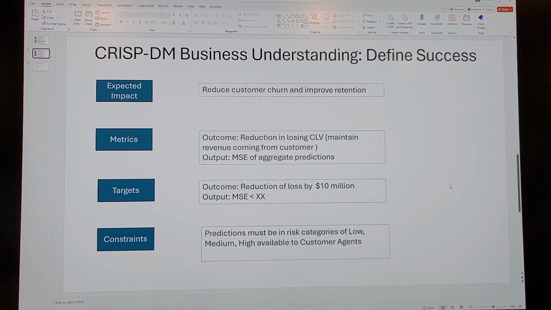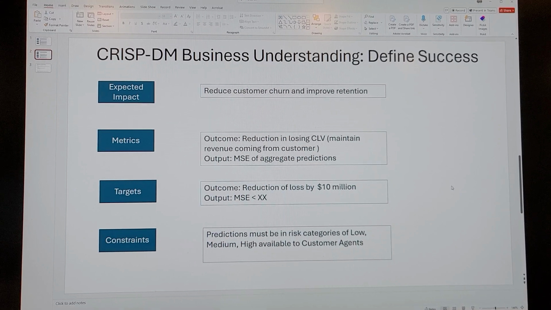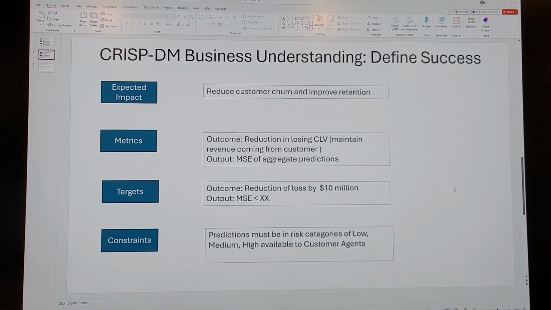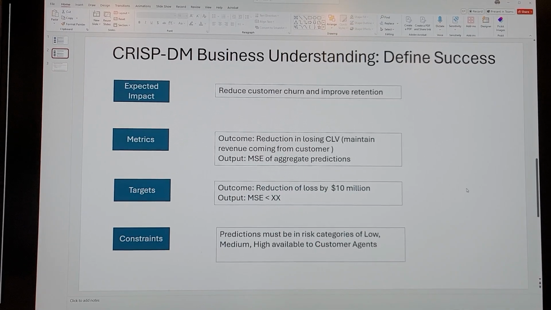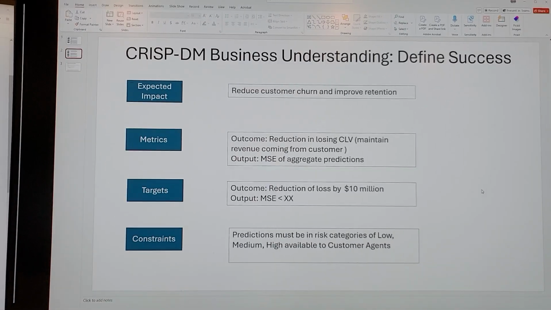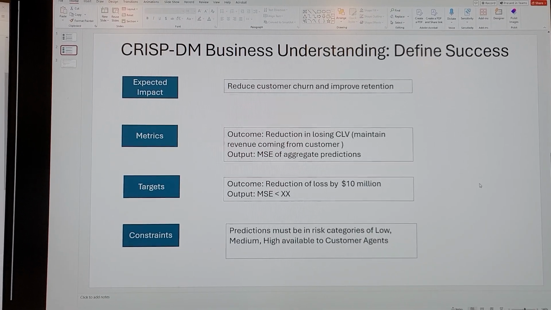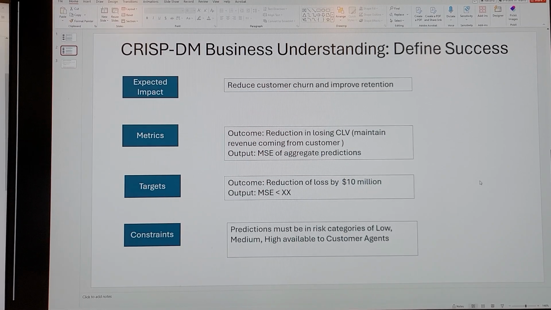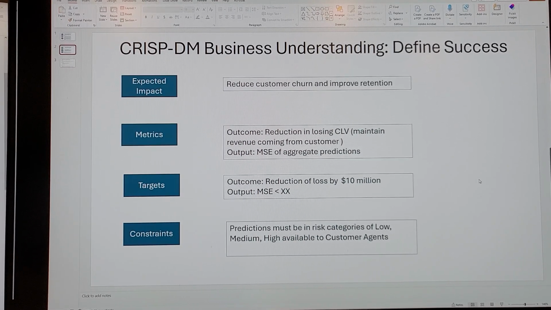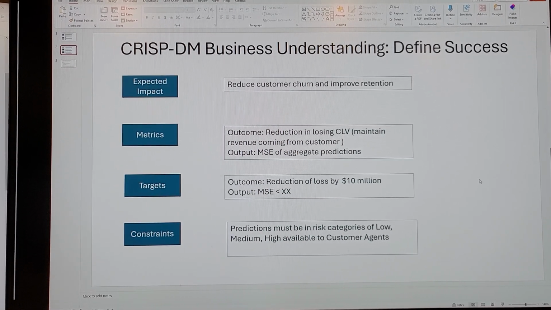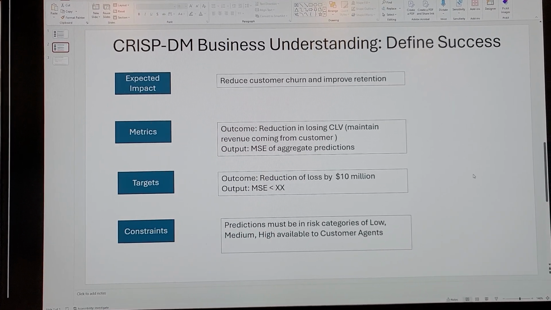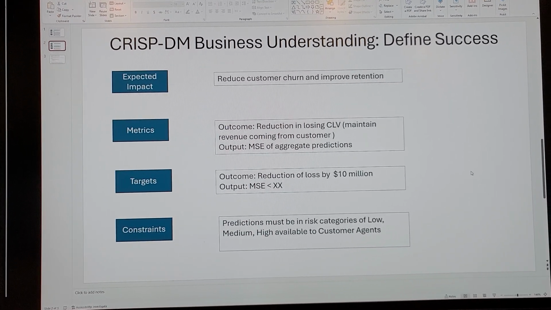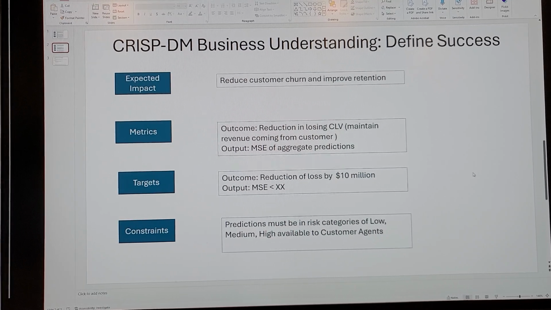From an outcome perspective, it is cost avoidance and being able to maintain the revenue. And from an output perspective, it's mean squared error of all the aggregate predictions. We're coming up with a score. So that would be the metric, and the target for the outcome would be reducing the loss of customers by $10 million.